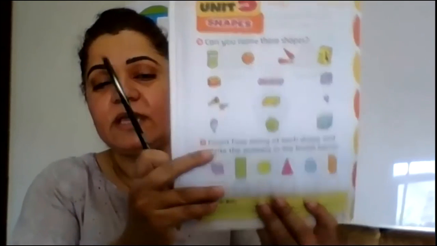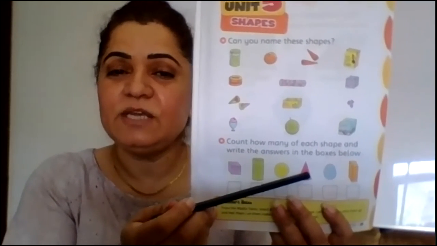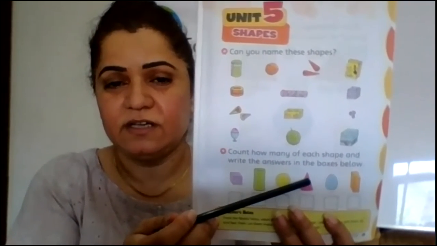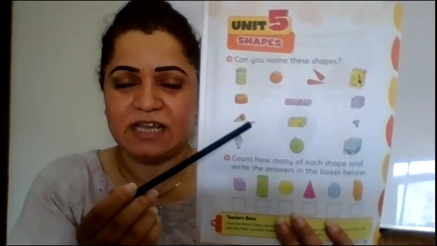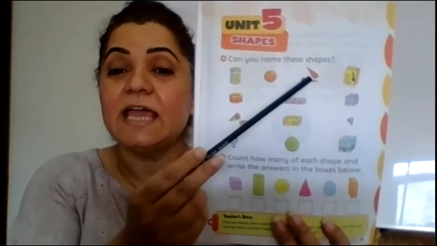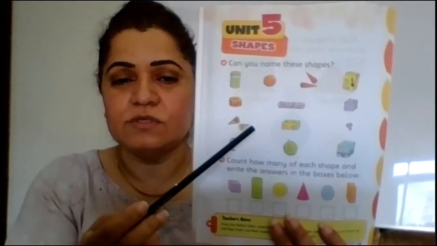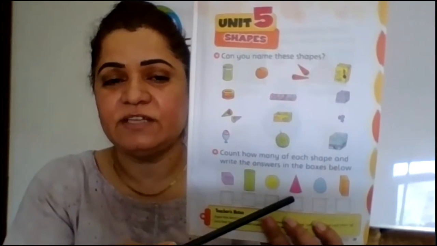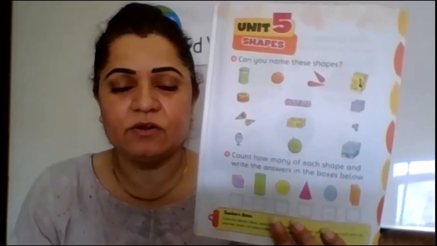Okay, now look at the cone. Yes, the cone shape. Now, how many cone shapes have we seen over here? Yes, the cone ice cream. Very good. Cone ice cream and carrots. Very good. So we have 2 cones over here. So what are we going to write here? 2. Very good.